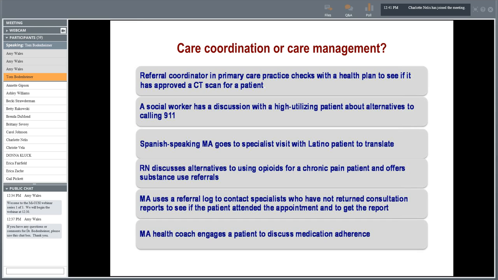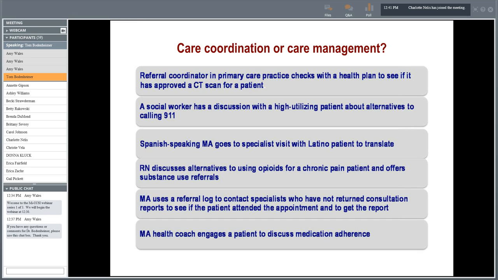Care coordination or care management? Coordination. Management. Yeah, I figured that there'd be some difference of opinion on this one. I would definitely call this care management. This is really helping people to self-manage their chronic disease. It's more clinically oriented. And I think what maybe threw you off is the medical assistant.